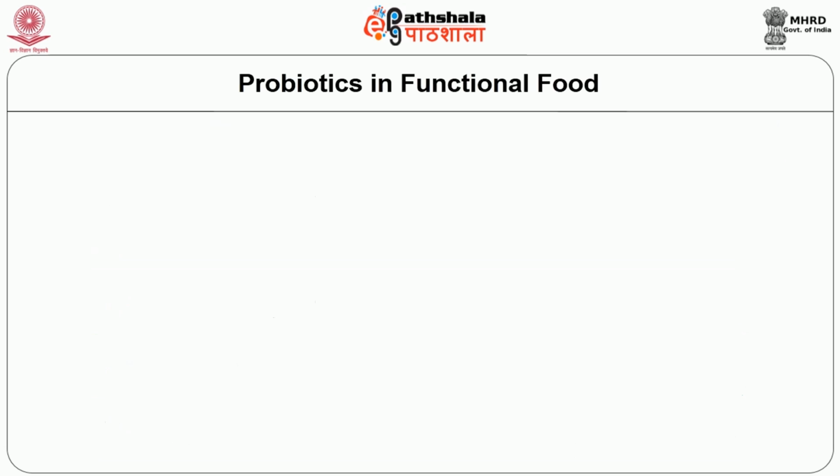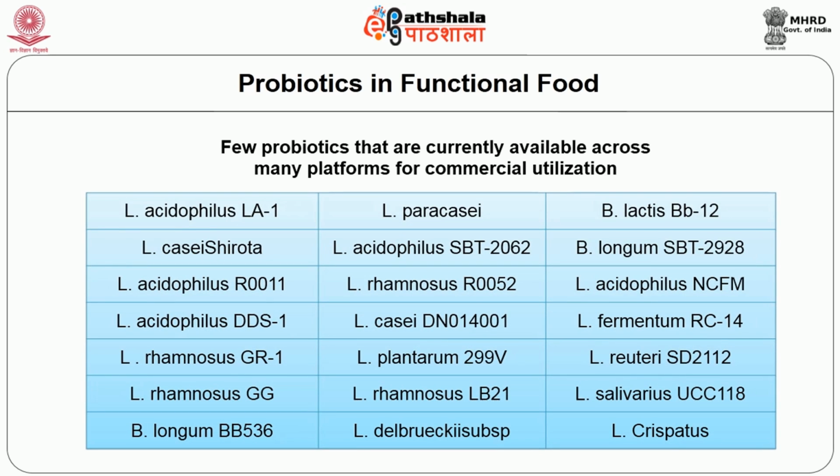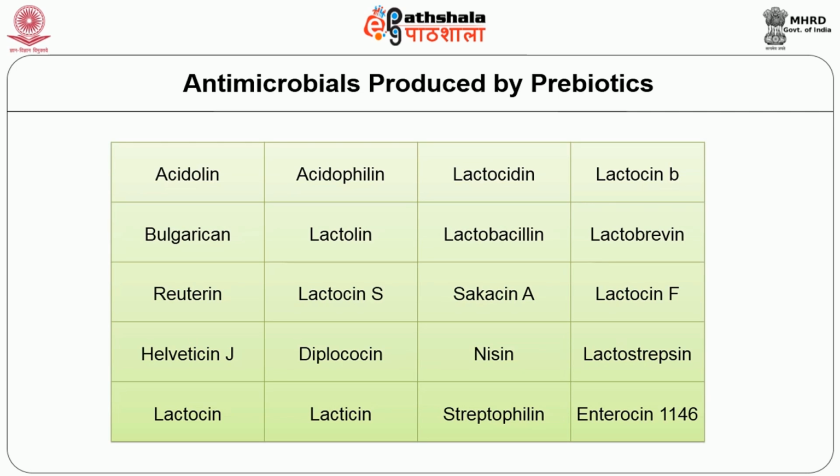ultimately making the dahi. A few probiotics are currently available across many platforms for commercial utilization, for example Lactobacillus acidophilus, Lactobacillus casei shirota. Various variants of different species are available commercially, and particularly Lactobacillus species of various variants are available for making these products. Antimicrobials produced by probiotics include bulgaricin, lactolin, lactocin, diplococcin, lacticin, nisin, lactocidin, lactobrevin. Like that, there are many examples of antimicrobials we could see.